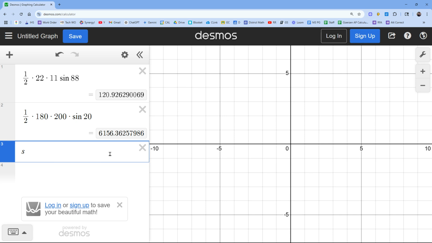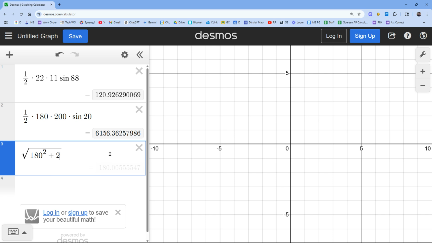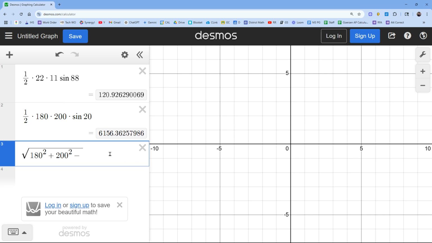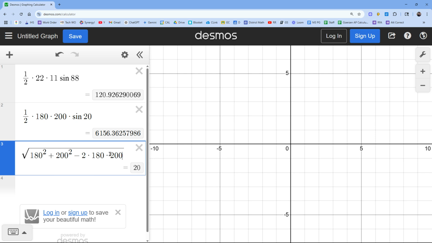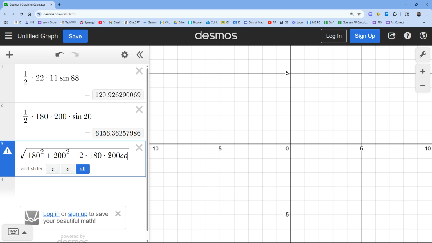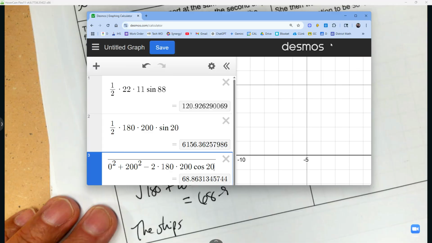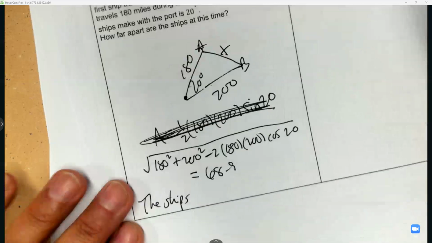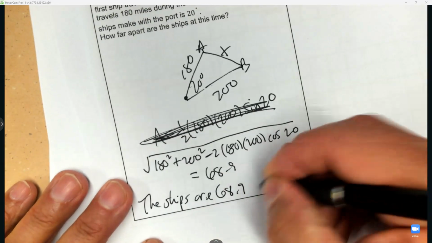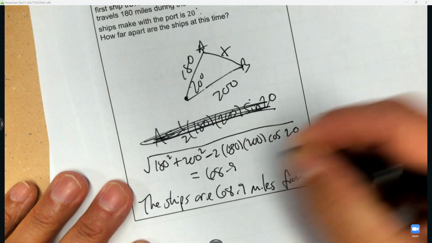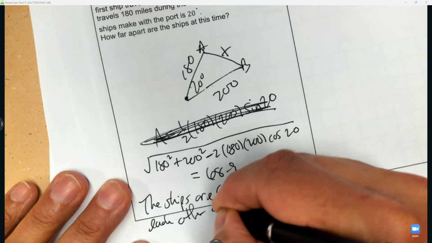Let's do it right. I go SQRT, and then let's start typing. So 180 squared plus 200 squared. Subtract 2 times 180 times 200, and then cosine of the angle in between them. That's much better. So that answer is 68.9, and then we'd say the ships are 68.9 miles from each other at this time.